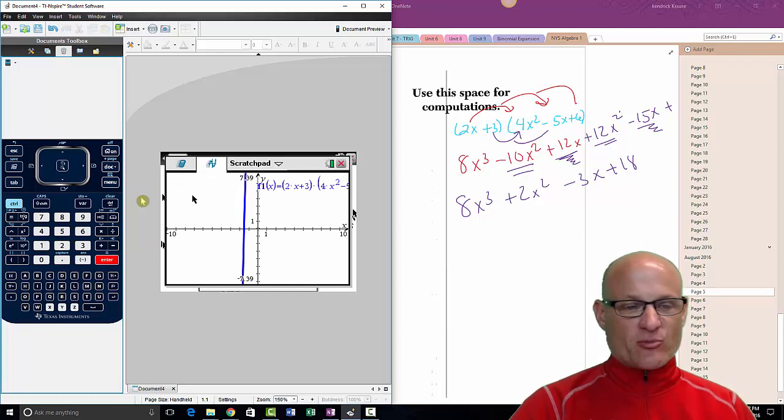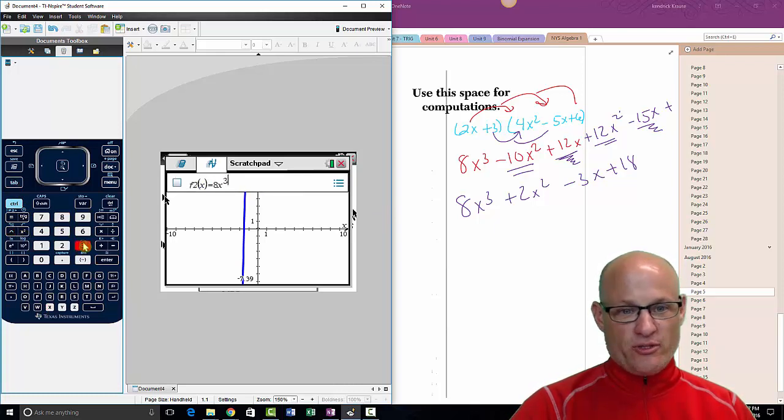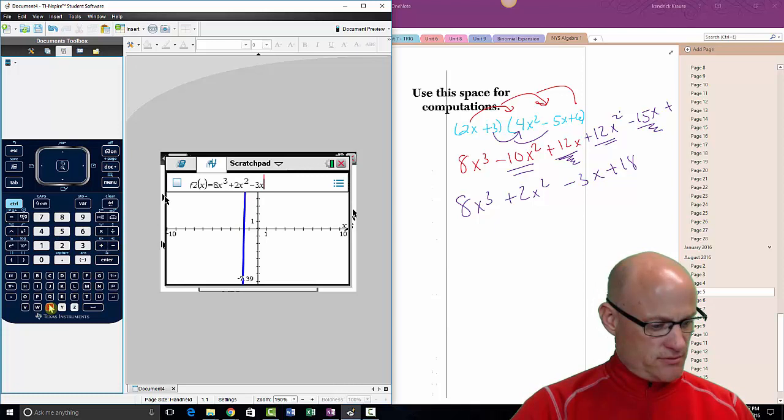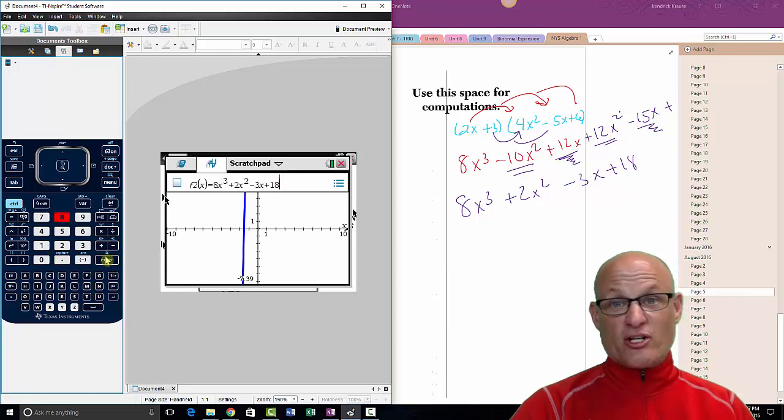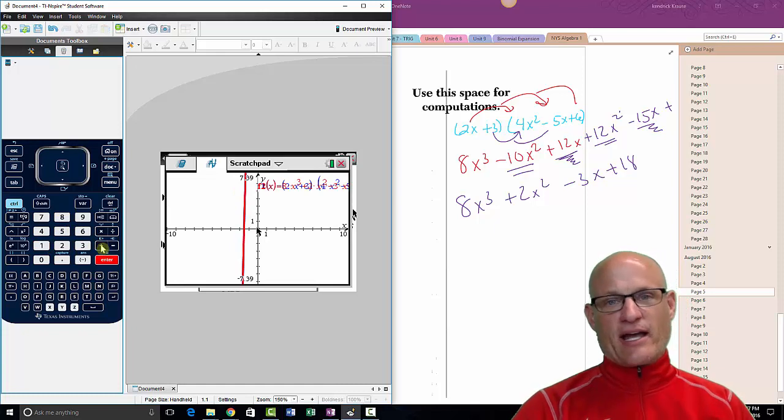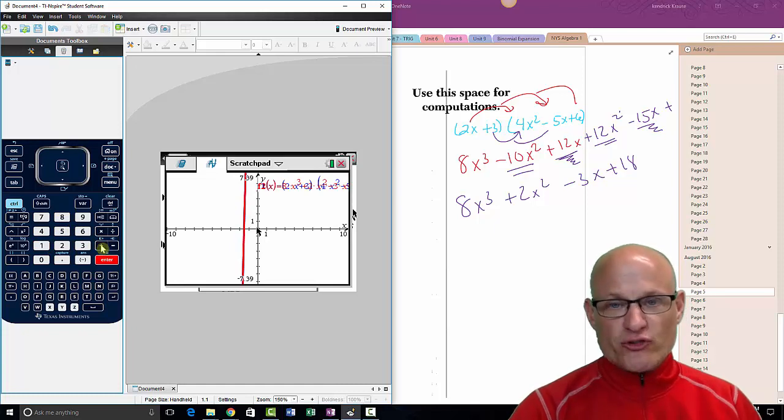Now let's type in the answer we came up with. Let's hit tab and we'll type in 8x cubed plus 2x squared minus 3x plus 18. Sorry, I almost forgot something. And it should go right over the top of it. Oh, look at that. Use your tools to help you.